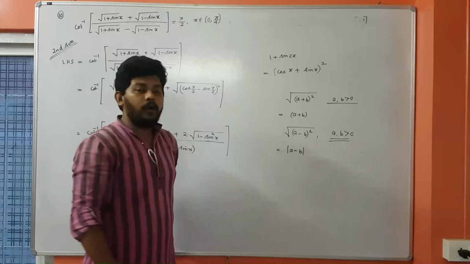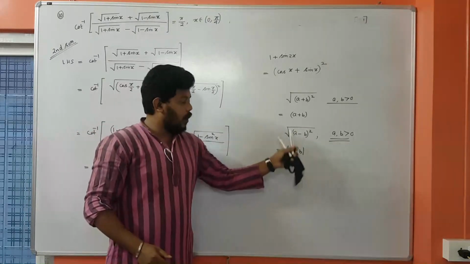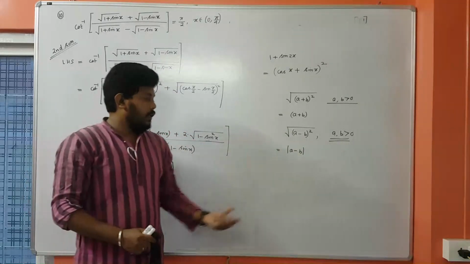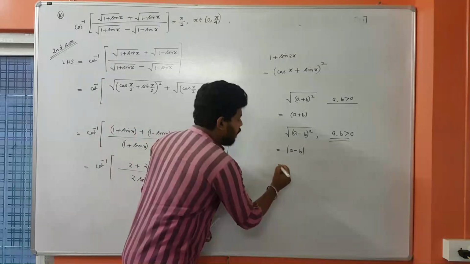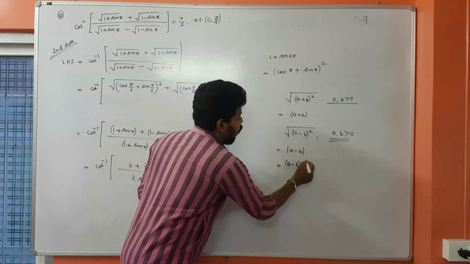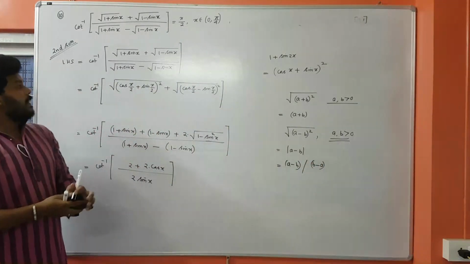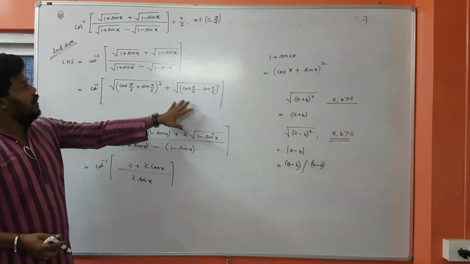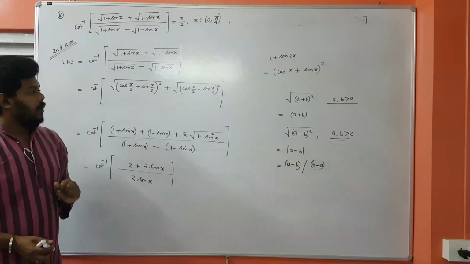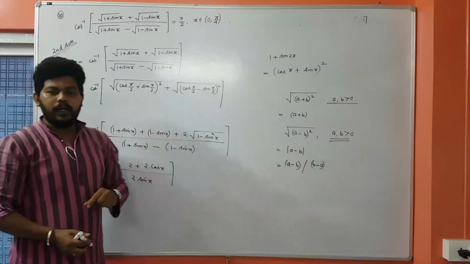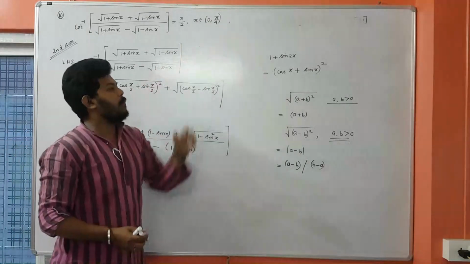Why a minus b mod? Because after square root, the value of the square root cannot be negative. You have to write mod of a minus b. Now, if a is larger than b, then you can write a minus b or b minus a. Here, I have written this is cos x by 2 minus sin x by 2. Why a minus b whole square? Because cos is larger in the interval 0 comma pi by 4.